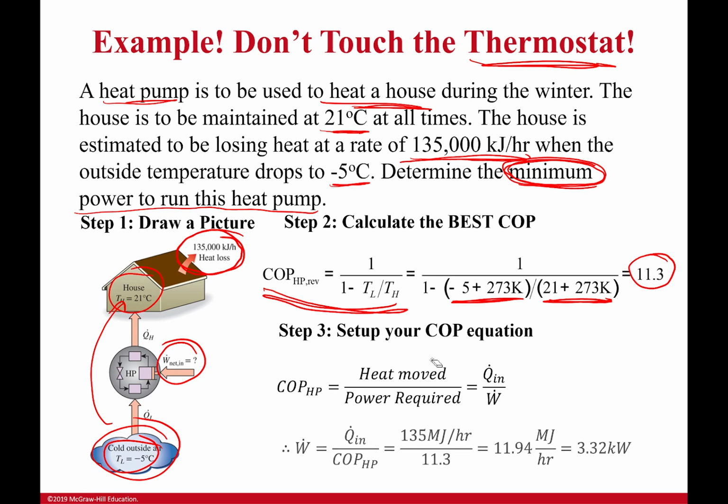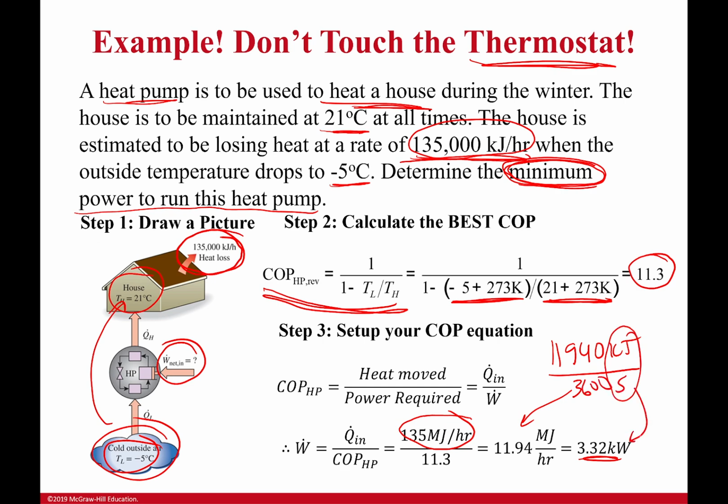So, in that regard, I can rearrange this to solve. As a note, 135,000 kilojoules per hour, well, that's 135 megajoules per hour, which comes out to be 11.94 megajoules per hour when I divide it by my coefficient of performance. How did I get to kilowatts? Well, 11,940 kilojoules per hour. One hour is 3,600 seconds. Kilojoules per second is equal to a kilowatt. And so from that, we have our answer.